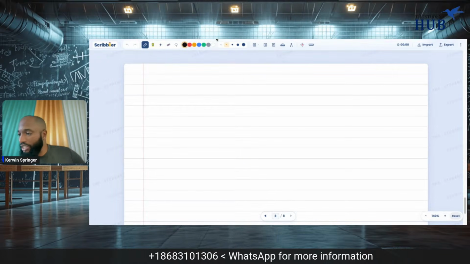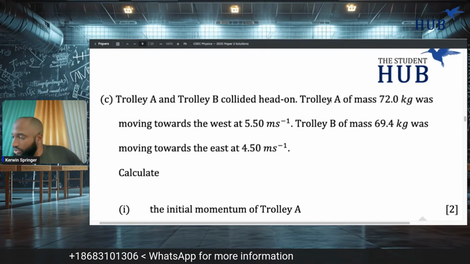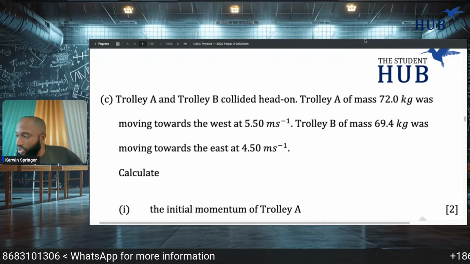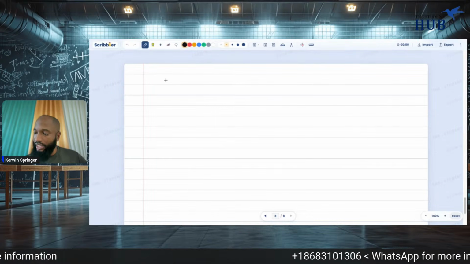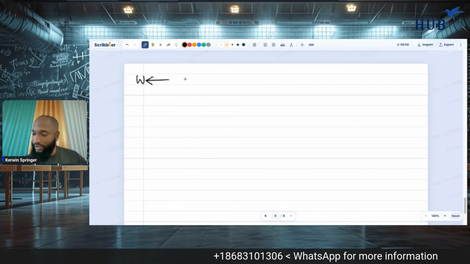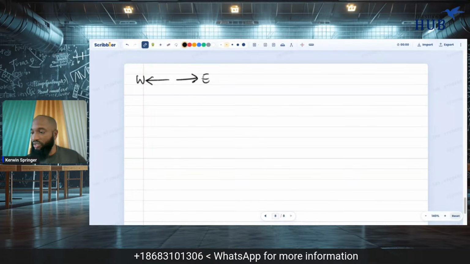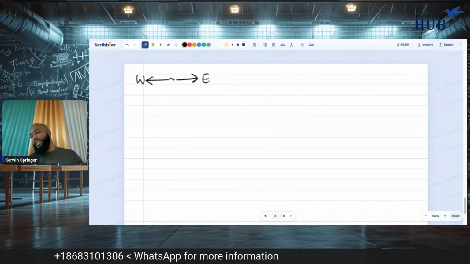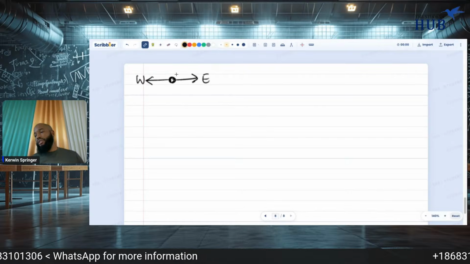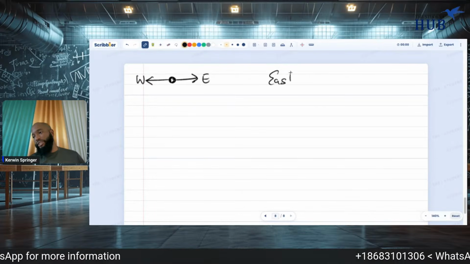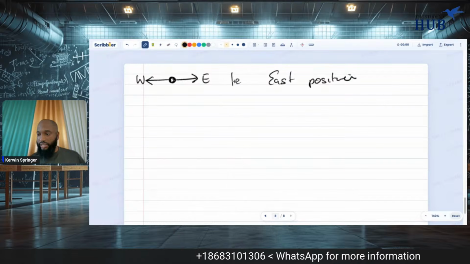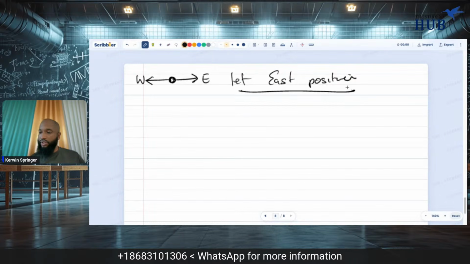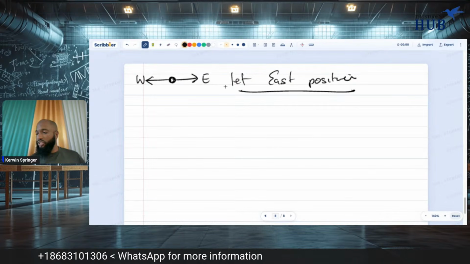So let's see how we'd extract all the data from this question. Trolley A was moving towards the west. So towards the west is this direction. This is west. So east is this direction. By default, which one will you all put as positive? I will usually put east as positive. Let east be positive. So west is negative, east is positive.